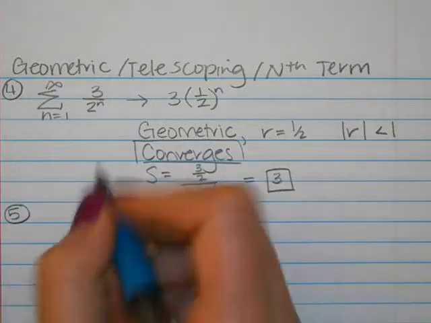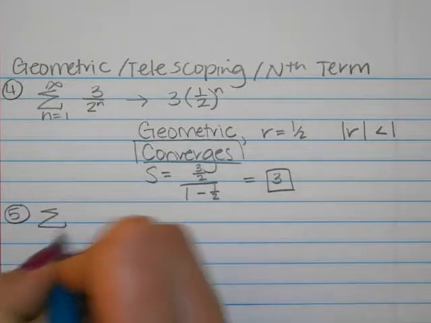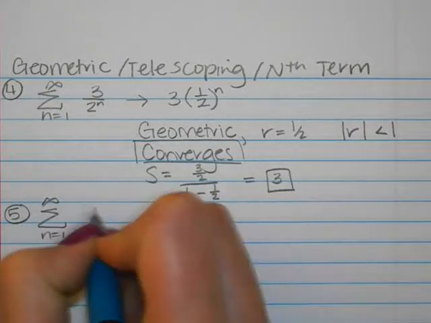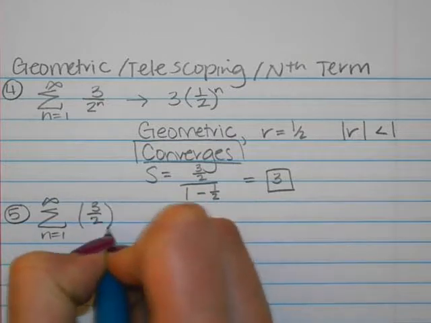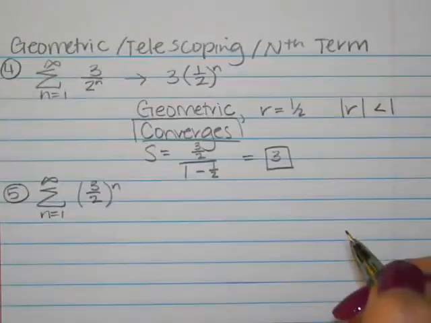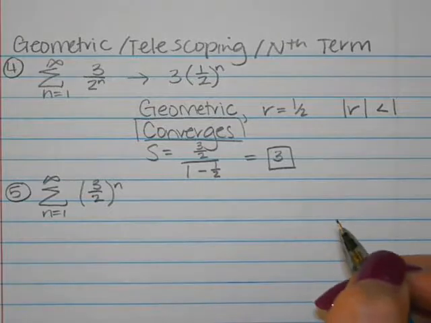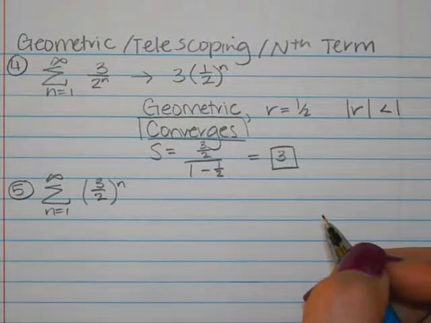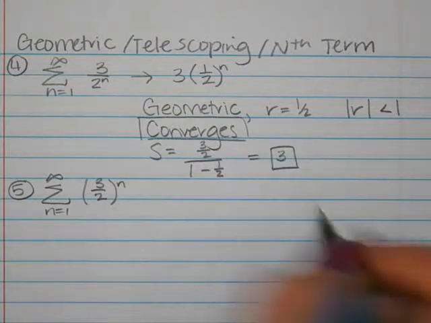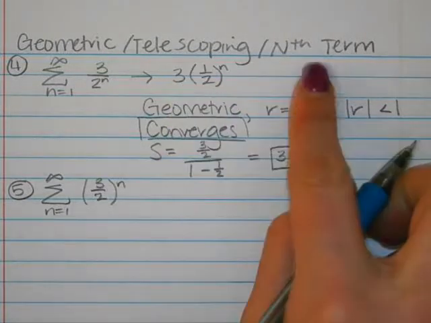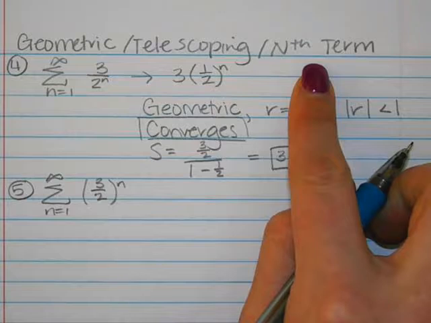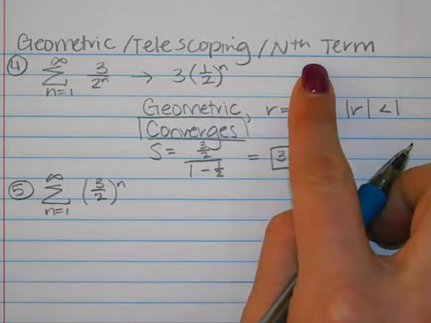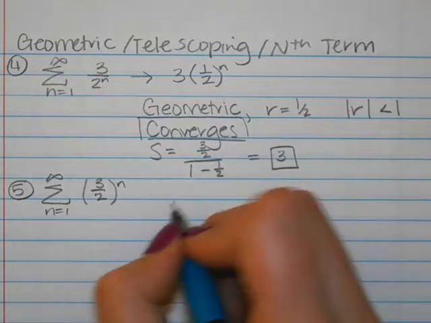All right, this next one is going to be 3 over 2 to the n power. Is this geometric, telescoping, or is this one where we have to try that nth term test? Geometric. How do we know it's geometric?